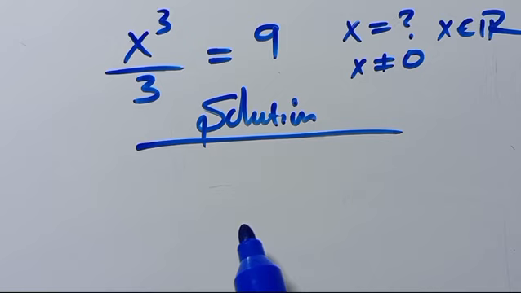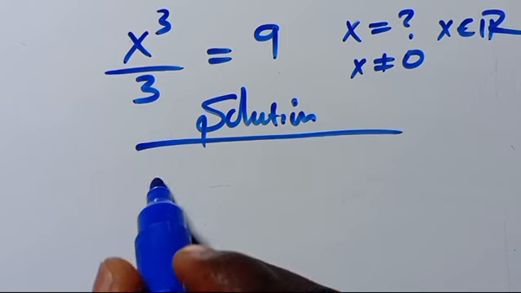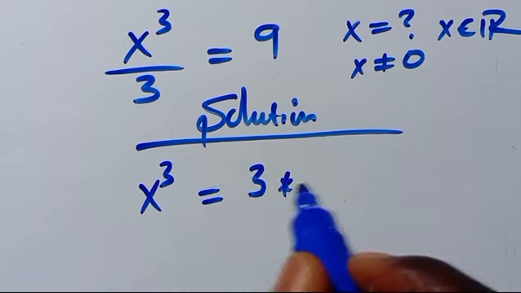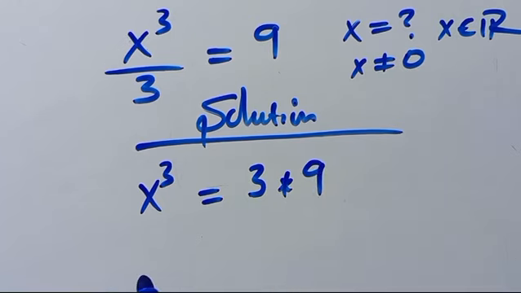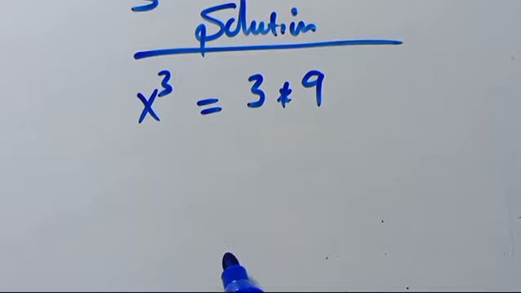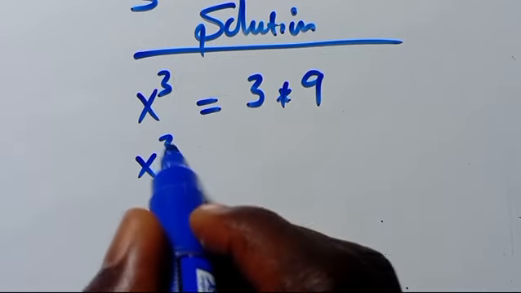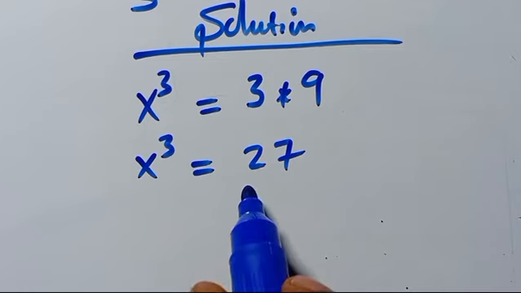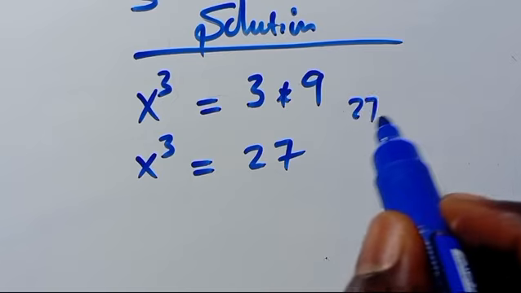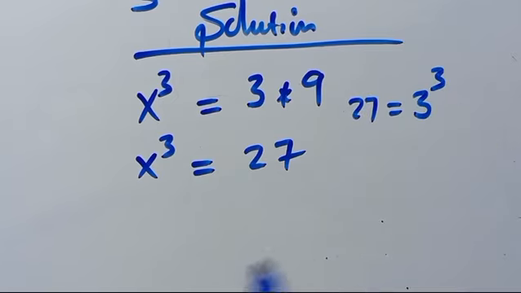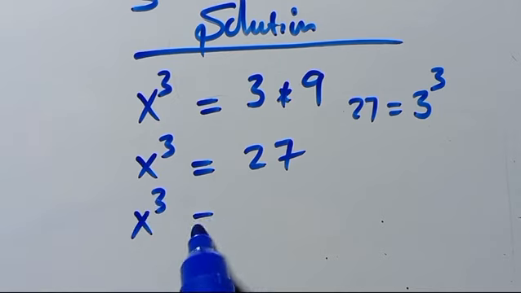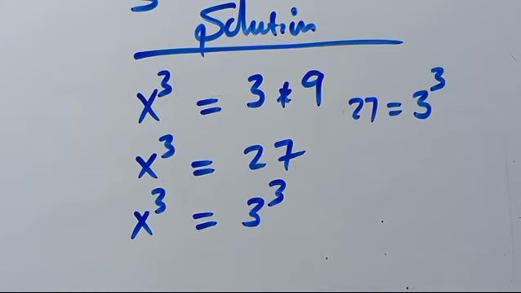So from here, let's cross multiply. We have x to the power of 3 equals 3 times 9, which gives us 27. Then we can write 27 in base 3, when you have 27 equal to 3 to the power of 3. So we have x to the power of 3 equals 3 to the power of 3.